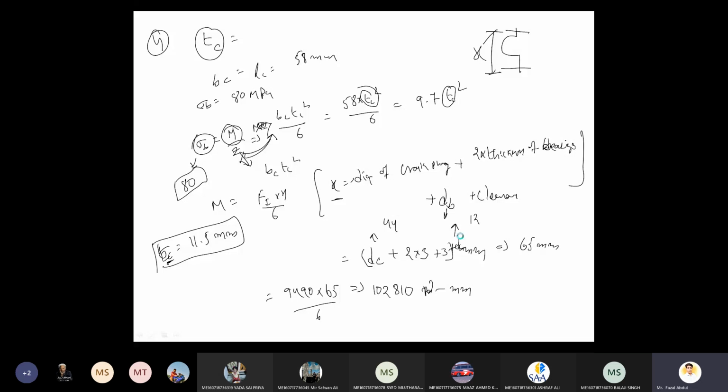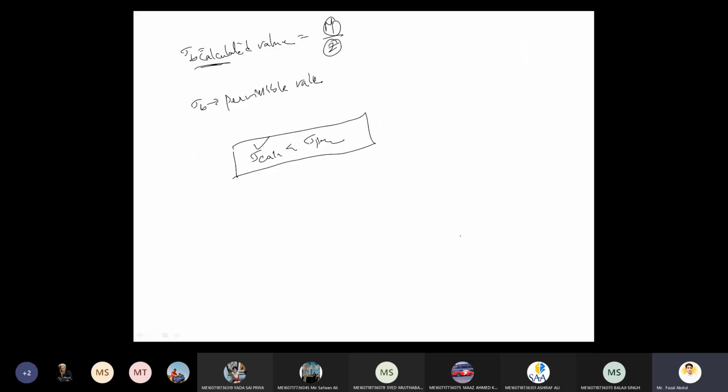So this was the last pending class. So what we have to do here, we have to calculate the bending stress and compare with the permissible limit. So now I am calculating the bending stress. So what is the basic equation? Bending moment by section modulus. So what is bending moment for this given data?